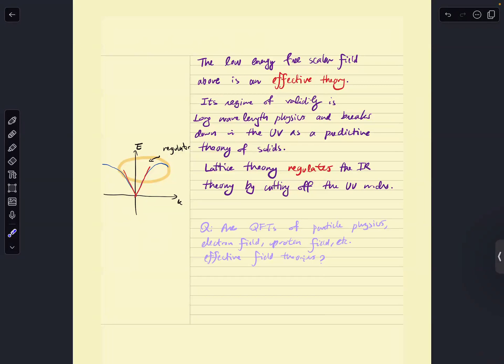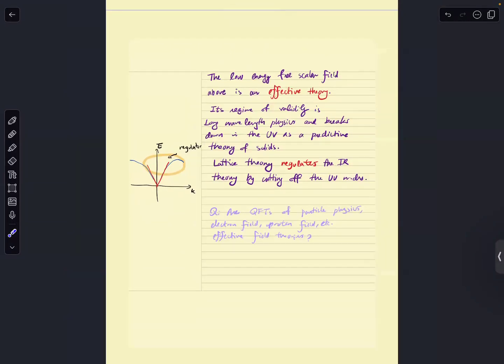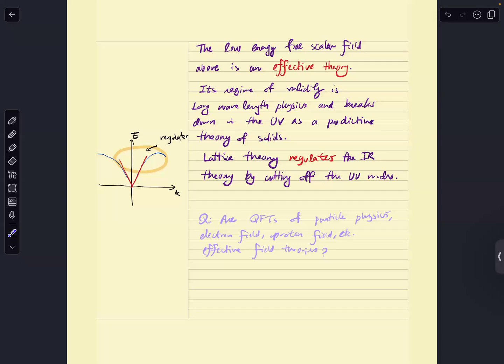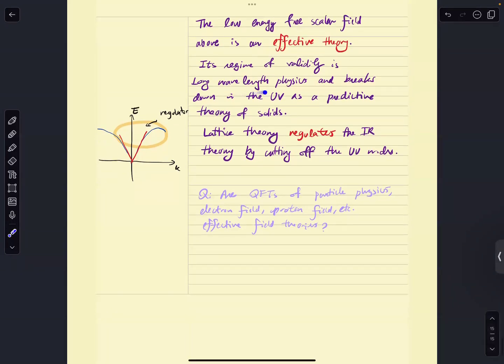So a little bit of terminology, because I'll be using this terminology a lot. The low energy free scalar field that we found is called an effective theory. It has a regime of validity, like any other theory of physics. Its regime of validity is the long wavelength physics, and it breaks down in the UV as a predictive theory of solids. In the UV theory, this lattice scale epsilon that separates the initial degrees of freedom acts as a regulator.